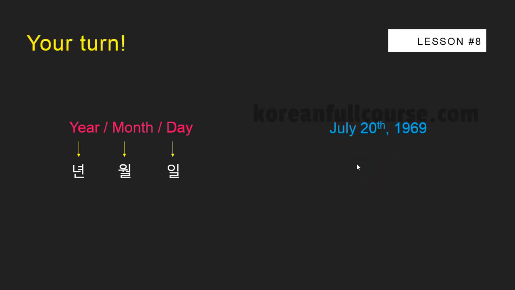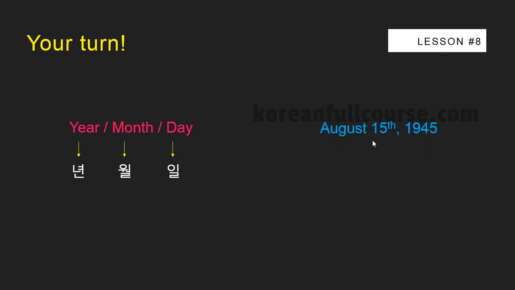Now you try. Try to say this date in Korean. Pause the video, write down your answer, and only after that play the video again to see the solution. So 20th of July would be 1969년 7월 20일. Let's practice a bit more.